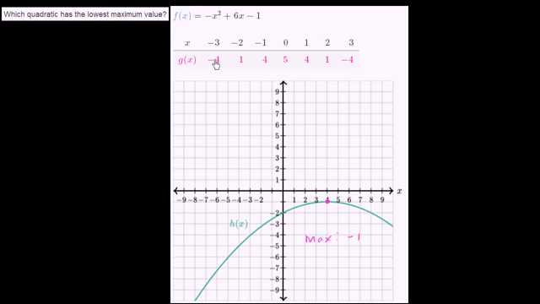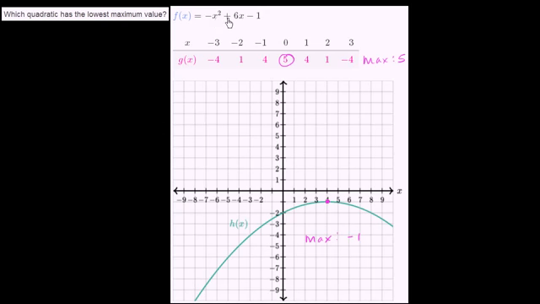Now, what's the maximum for g of x? And they've given us some points here. Once again, we can just eyeball it and say, well, what's the maximum value they gave us? Well, 5 is the largest value. It happens when x is equal to 0. G of 0 is 5. So the maximum value here is 5.